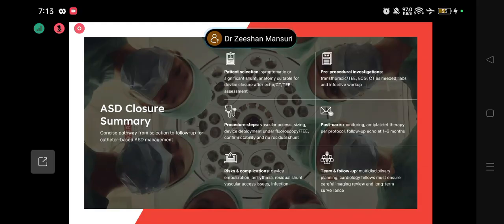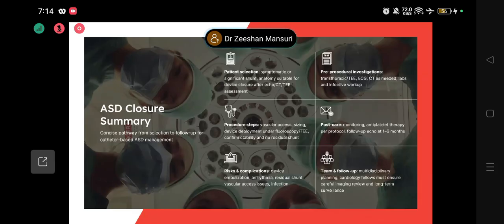So to summarize, a symptomatic or significant shunt must be selected and echo-TEE assessment has to be done. If you suspect a PAPVC, then CT pulmonary angiography or cardiac CT must be performed. Procedural steps: vascular access from, most commonly, the right common femoral vein, along with an arterial line just in case, and for BP monitoring as well. Sometimes the sizing can also be done with the help of a balloon, but most of the time transesophageal echocardiography suffices. Then risks and complications like embolization, arrhythmia, residual shunting, hemolysis, access issues, pericardial tamponade, and infection.